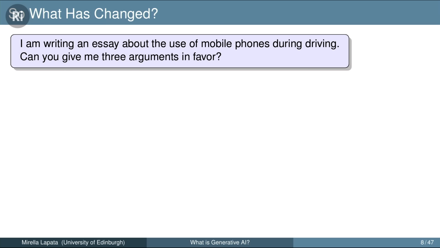We can ask it to do other things. So you can ask it to write text for you. For example, you can have a prompt, this little thing that you see up there. It's what the human wants the tool to do for them. And a potential prompt could be, I'm writing an essay about the use of mobile phones during driving. Can you give me 3 arguments in favor? This is quite sophisticated. If you ask me, I'm not sure I can come up with 3 arguments.